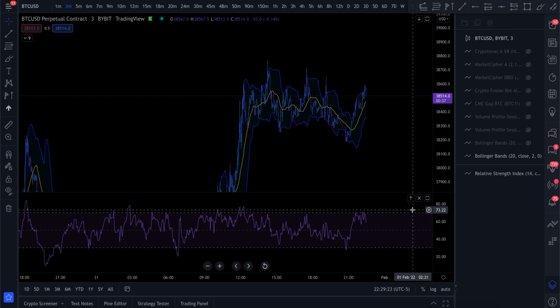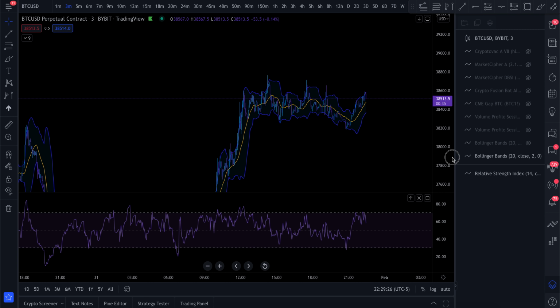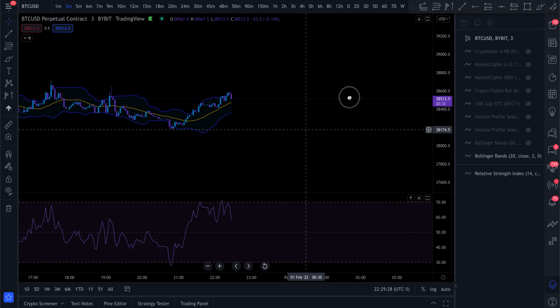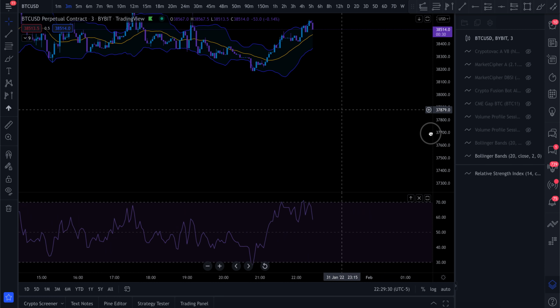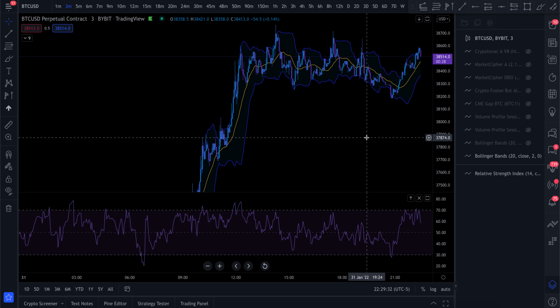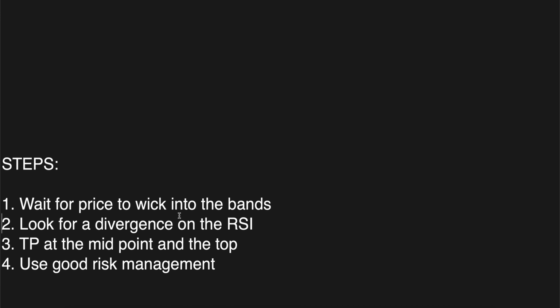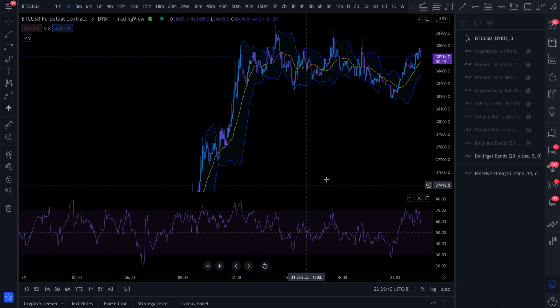Okay, now again, just to go over a few things, let me remove all the drawings on this chart. We can see that this actually is a good strategy if we are using good risk management, and I really want to harp on this. So we take profit at the midpoint and the opposite side of the Bollinger Band. And what do I mean by using good risk management?